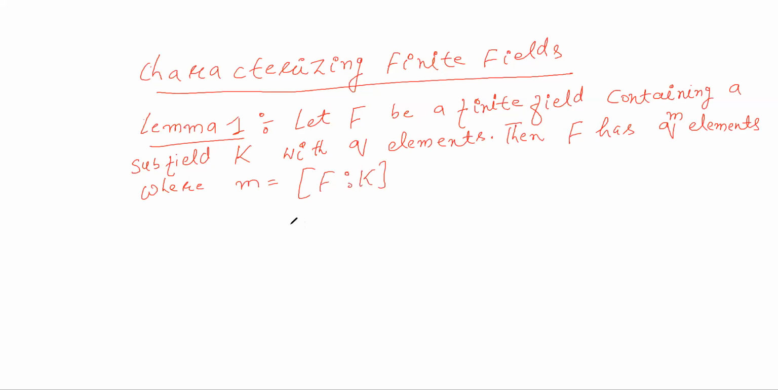Okay, so we are given a field F and its subfield, and we are given the cardinality of the subfield. Cardinality of the subfield K is q. Then we claim that the cardinality of the larger field F is q raised to power m, where q is the cardinality of K and m is the dimension of F as a vector space over K. Now see the proof.